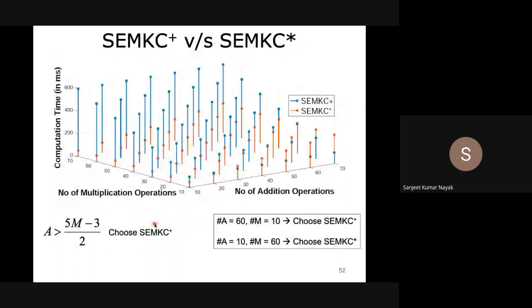What is the formula we gave? We gave two schemes because the functions that anybody wants to perform may not have only addition or only multiplication. They may have a combination of terms. So whenever they have a combination of additions and multiplications, they need to decide which one they will choose, and that's where our scheme plays a role. Here we gave a few guidelines on which one to choose when. So if the number of additions is greater than 5 times the number of multiplications minus 3 by 2, and we decided this based on the scheme that we proposed, then you need to choose SEMKC plus.